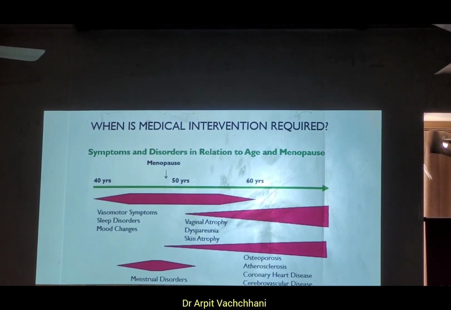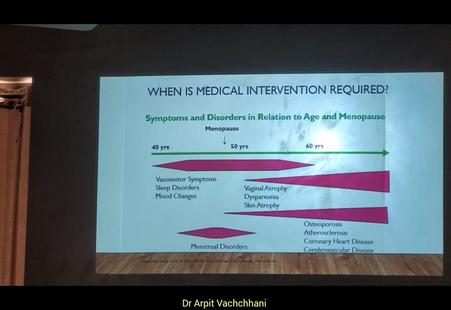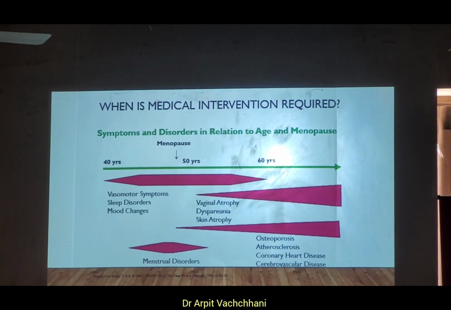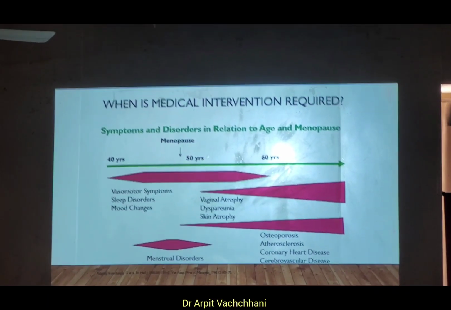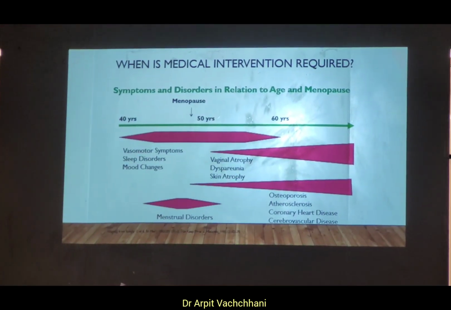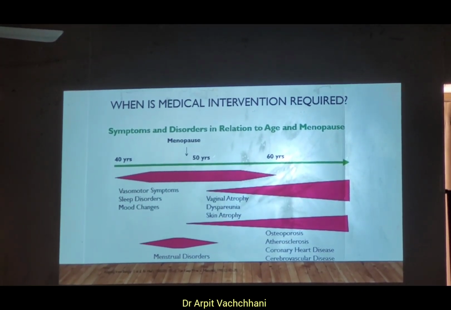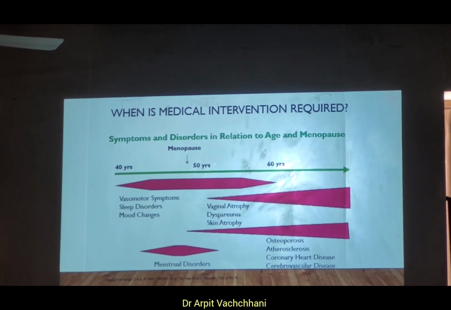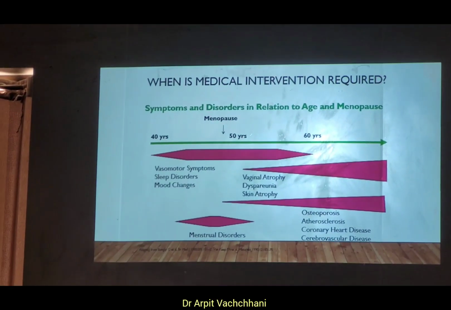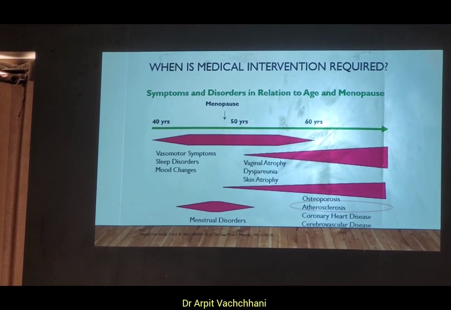So this is a chart for seeing with what symptoms the patient may come to you at what age. Between 40 to 50 years, the patient may come to you with menstrual disorders. The patient may be complaining of vasomotor symptoms, due to which there may be sleep disorders and mood disorders. Symptoms like vaginal atrophy, dyspareunia, skin atrophy usually come after 5 to 8 years of menopause. So the patient will usually be coming after 55 years of age. At that time the patient may complain of vaginal atrophy, dyspareunia and skin atrophy. While the late complications will be osteoporosis, atherosclerosis, coronary heart disease and cerebrovascular disease.